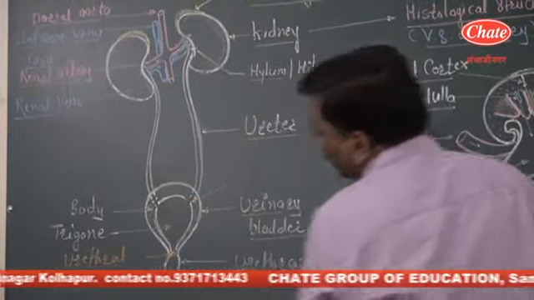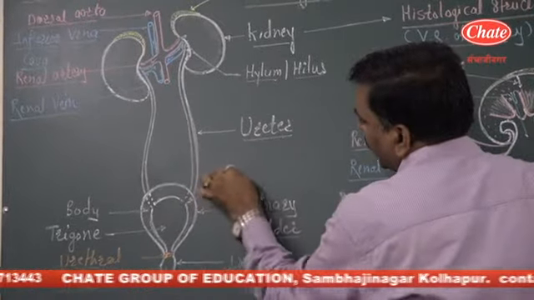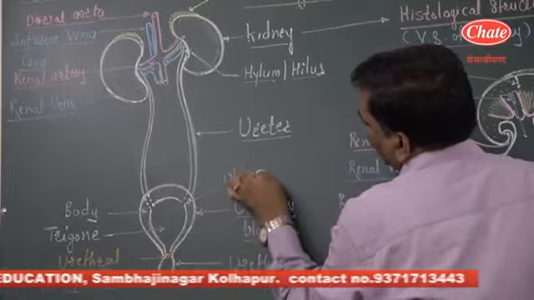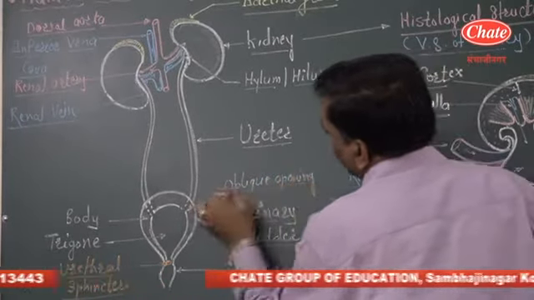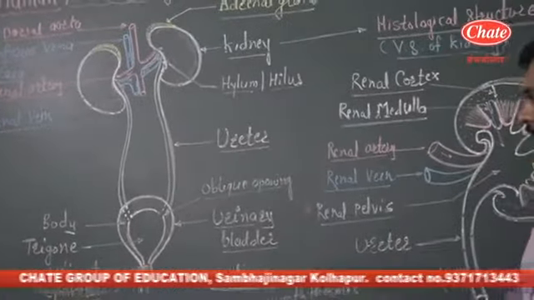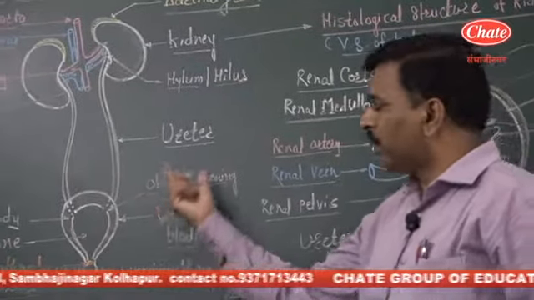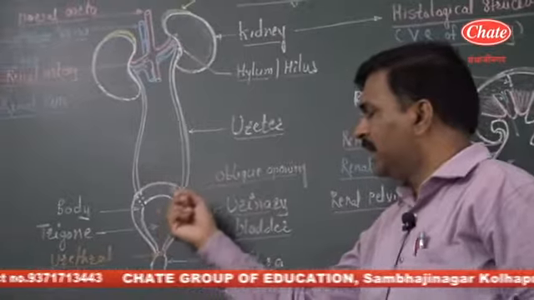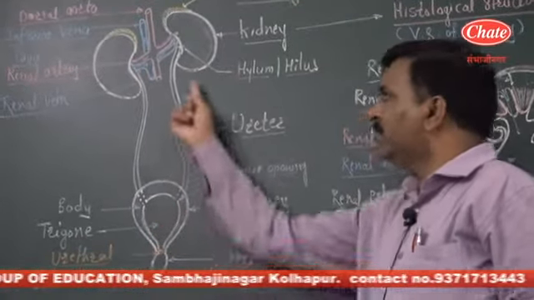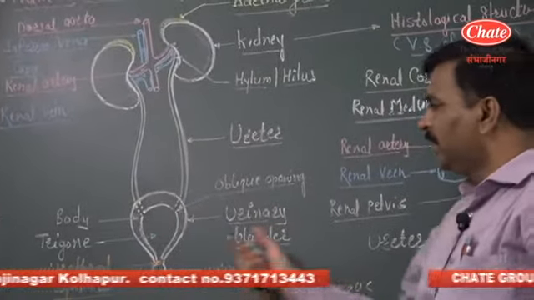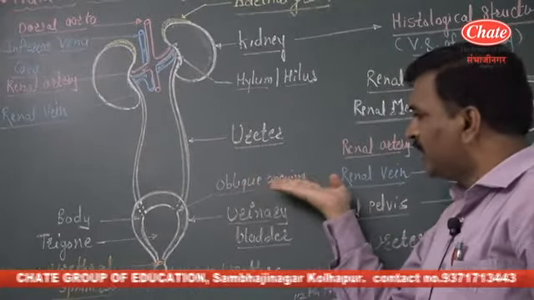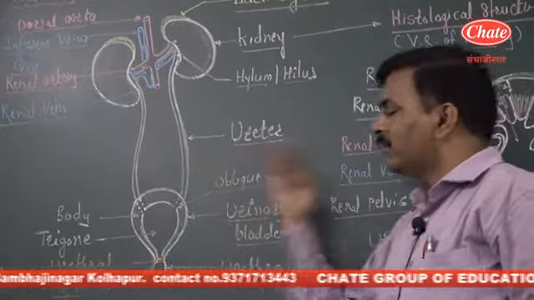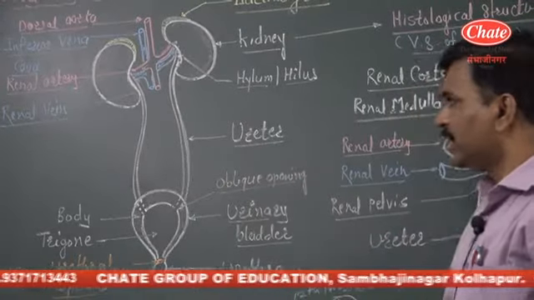This ureter opens into the urinary bladder through an oblique opening. The significance of the oblique opening is that it prevents the transfer of urine from the urinary bladder back towards the kidney while the bladder gets filled. So this is the significance of the oblique opening of the ureter from the posterior side into the urinary bladder.